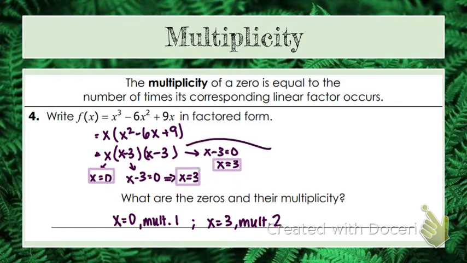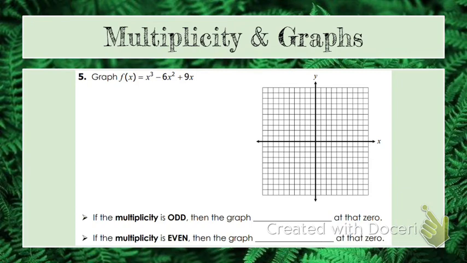Also, this could be written as x times x minus 3 squared, because x minus 3 times x minus 3 would be the same as x minus 3 squared. And so in this case, we can also use the exponents, because this is an invisible one, to tell us what the multiplicities are. Okay, so why do we even care what multiplicity is?